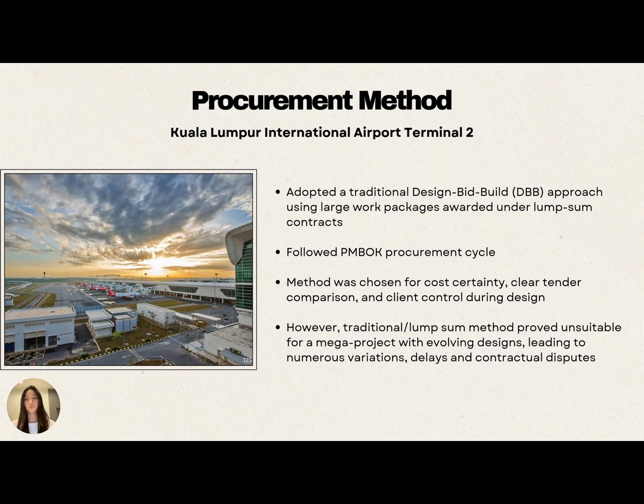According to Mahidin, the project followed the PMBOK procurement cycle: plan, conduct, administer, and close. But failure occurred at each stage due to the complexity and poor coordination. The method was chosen for cost certainty, clear tender comparison, and client control during the design. However, the traditional lump sum method proved unsuitable for a mega project like this, with evolving designs leading to numerous variations, delays, and contractor disputes.